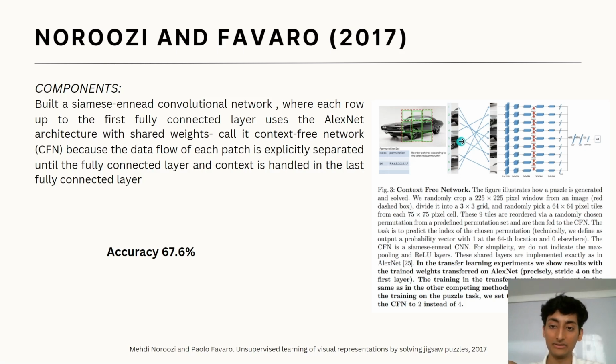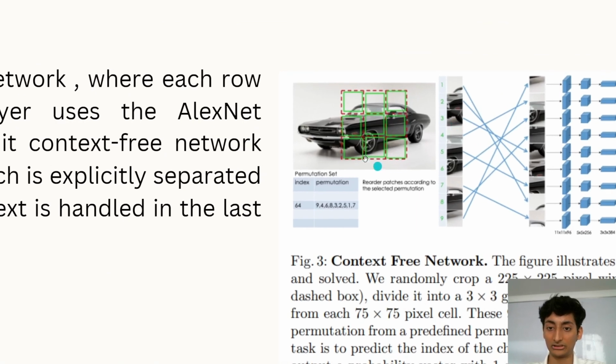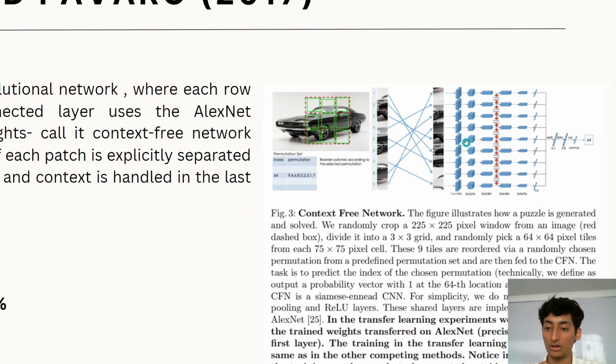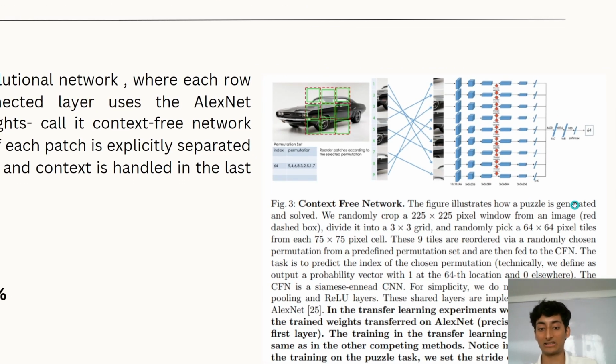So let's say, for example, I'll just guide through it. Let's say we have this particular image of a car, and you have a permutation set for a particular index. Let's say it's 1, 2, 3, 4, 5, 6, 7, 8, 9. Then what it does is, in the context-free network, the figure illustrates how a puzzle is generated.